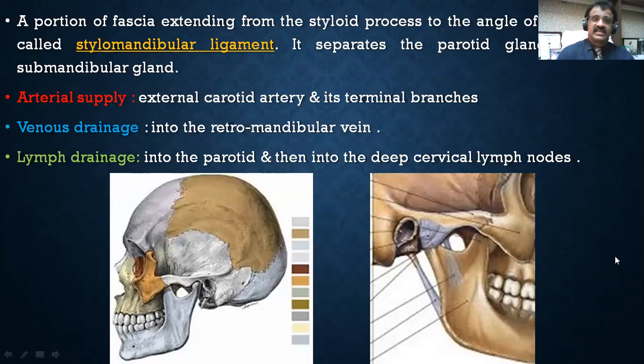What is the arterial supply of this parotid gland? The external carotid artery and its terminal branches. So you know the external carotid artery gives nine branches. Venous drainage is into the retromandibular vein, and the retromandibular vein actually forms the external jugular vein. So it is drained into the external jugular vein. And lymphatic drainage is into the parotid lymph nodes, and then into the deep cervical lymph nodes. So you should know the arterial supply, venous drainage, lymph drainage, nerve supply.